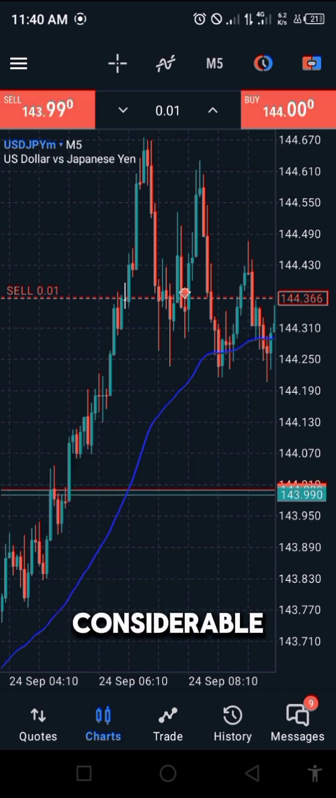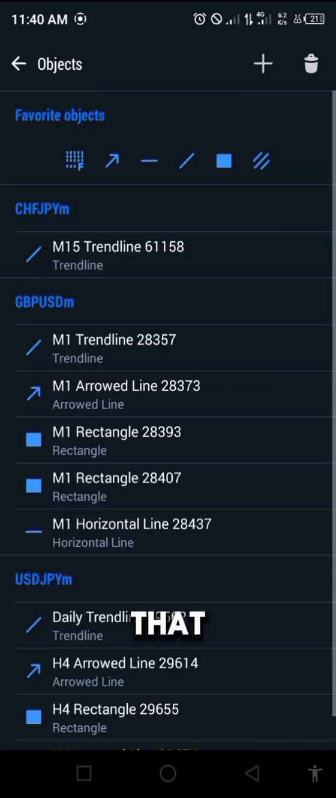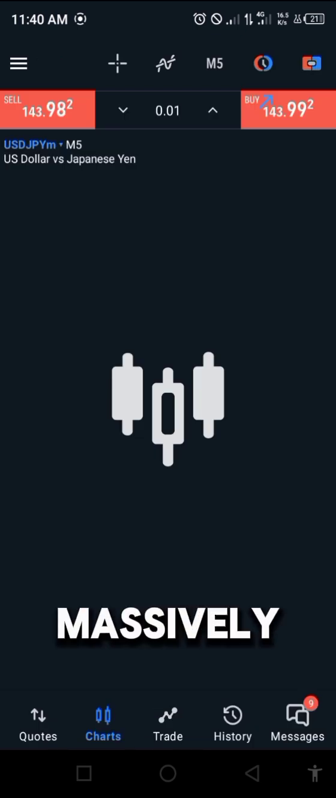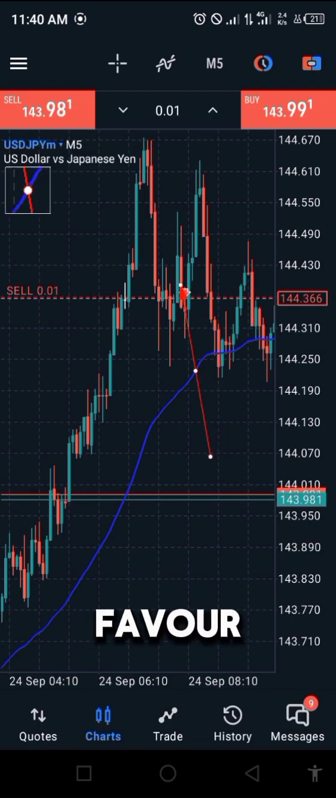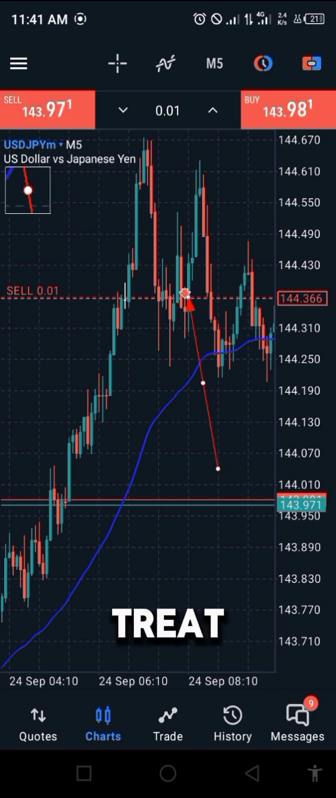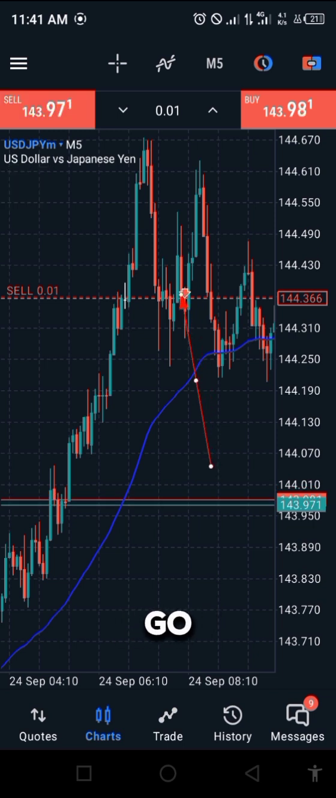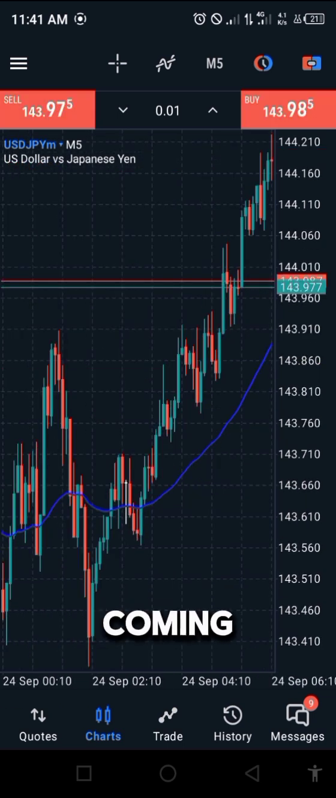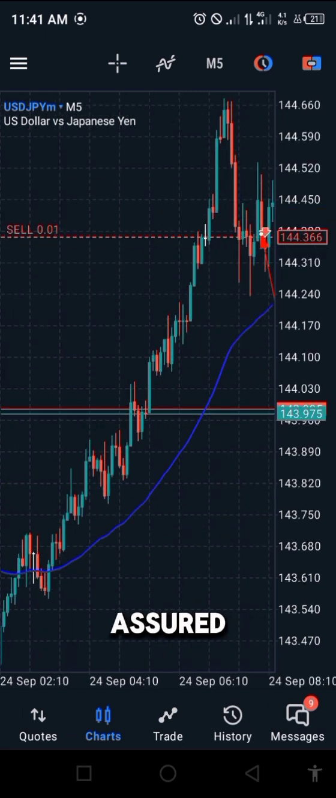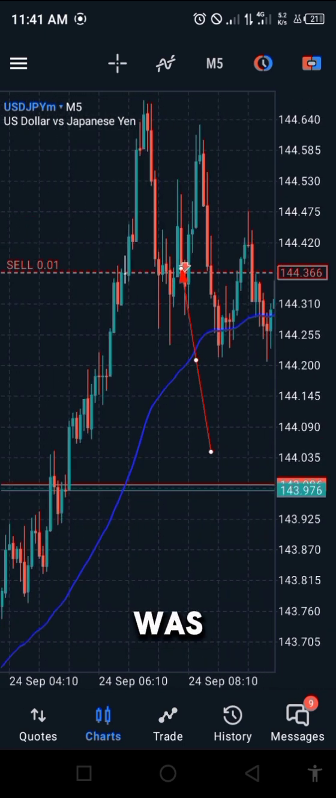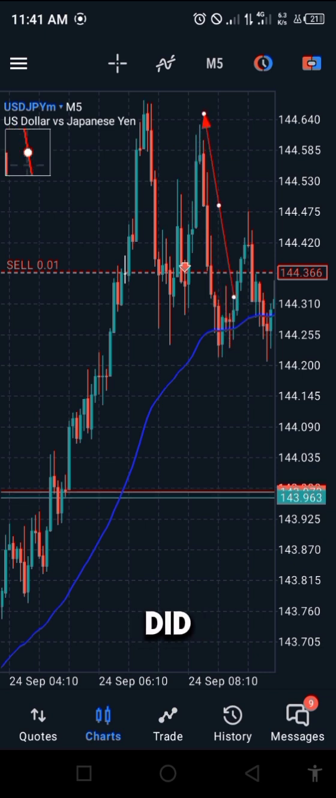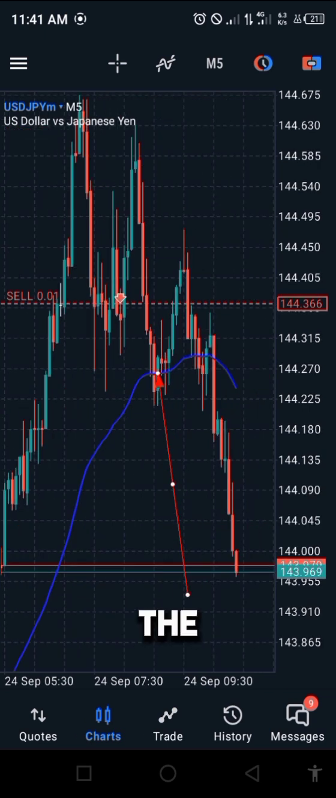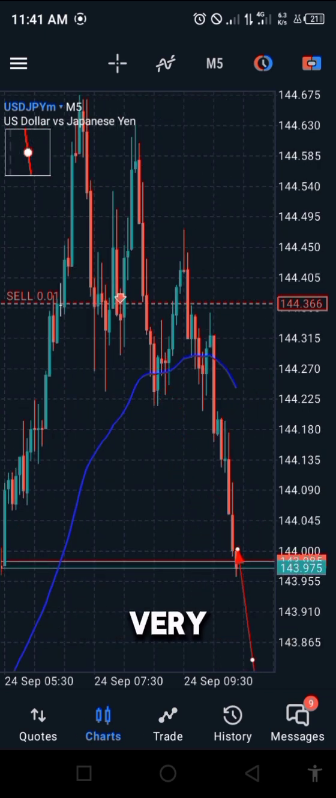After waiting for a considerable amount of time, we see that the trade has gone massively in our favor. The trade had to go up before coming down, but be rest assured, our trade was a banger trade. The percentage of fail is very low.